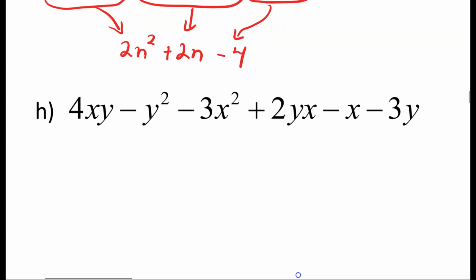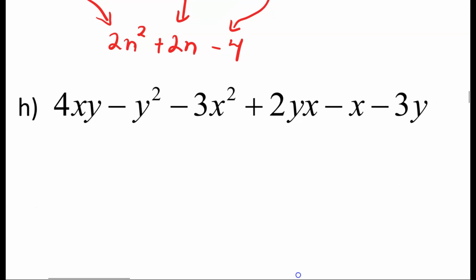In the next one, we have 4xy subtract y squared, subtract 3x squared, plus 2yx, subtract x, subtract 3y. I can see right away that I have two different variables involved here. So I have x and y. Sometimes x and y are together, and sometimes they are separate. So remember, when you're putting this down in standard form, you need to have them numerically by exponents and alphabetically from A to Z.